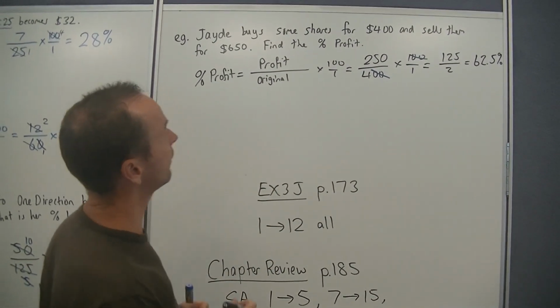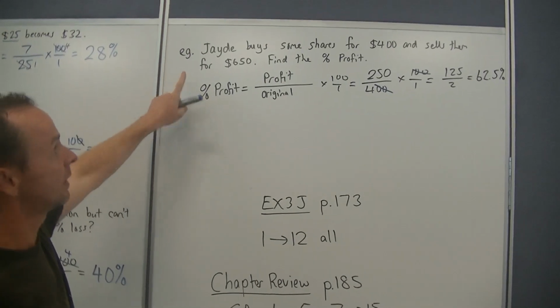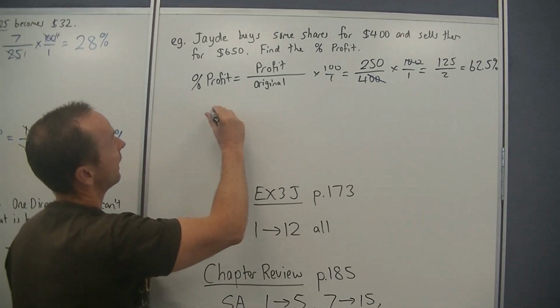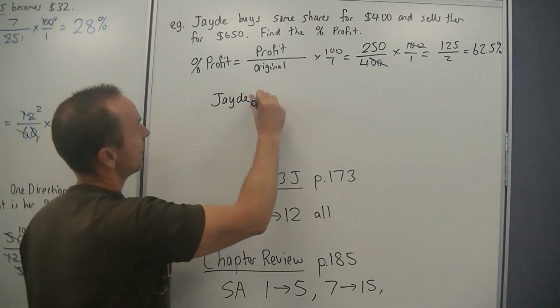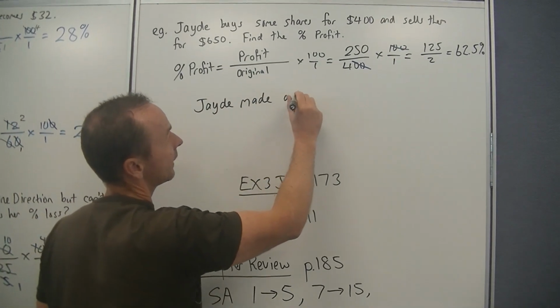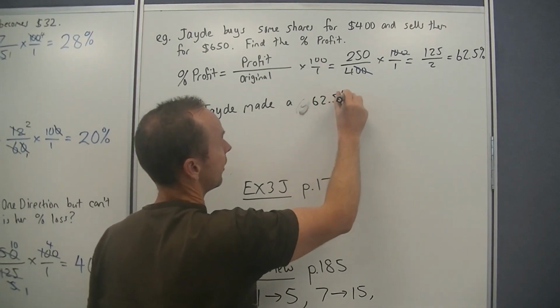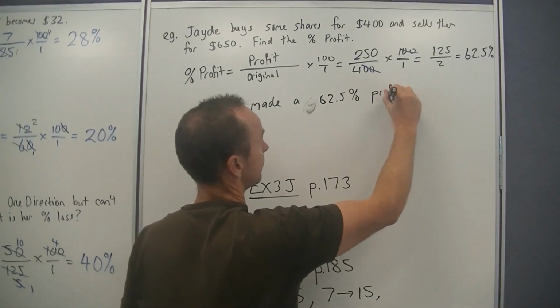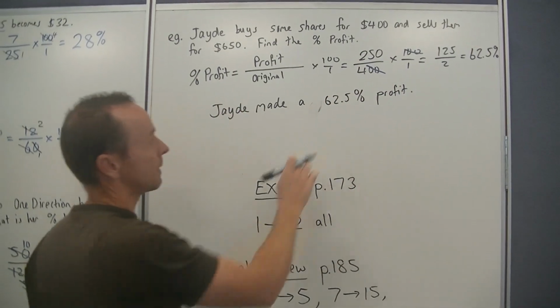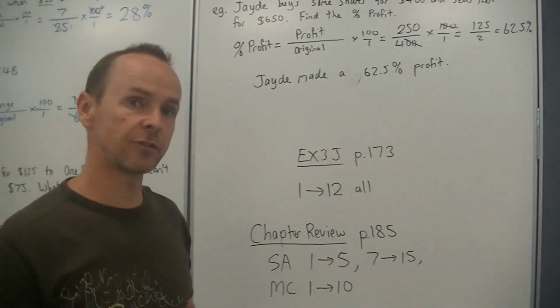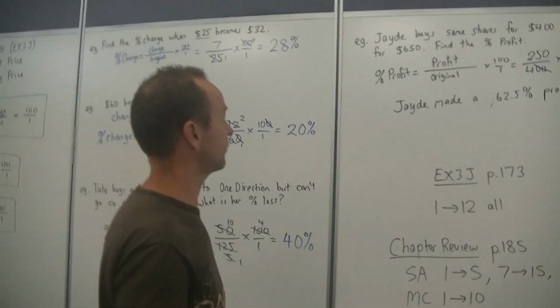So 62.5%. It is a worded question. You have to answer it in words. The percentage profit is, so you'd say, Jade made a 62.5% profit. So remember, a worded question, you always answer it in words. So hopefully you're okay with that exercise. That's all we have to do for that exercise there.